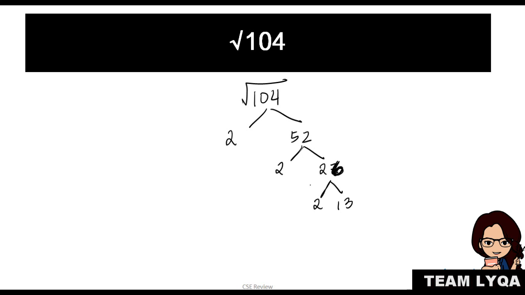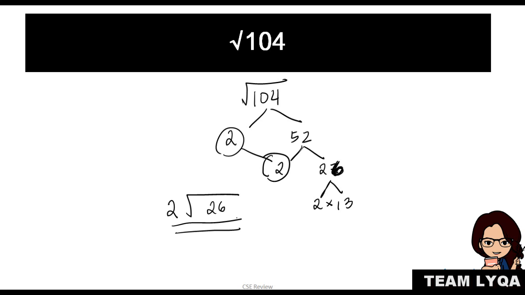So, what you could do would be, dahil meron kang 2 dito, meron kang 2 dito, pares sila, mailalabas natin sila. So, you have 2 square root of, and then you have this 2 times 13. Dahil hindi na siya pwedeng ilabas, imumultiply mo siya both. So, kokopyahin mo na lang yung 26. So, the answer is 2 square root of 26. I hope you got that right, kasi we're going to jump to cube root naman.